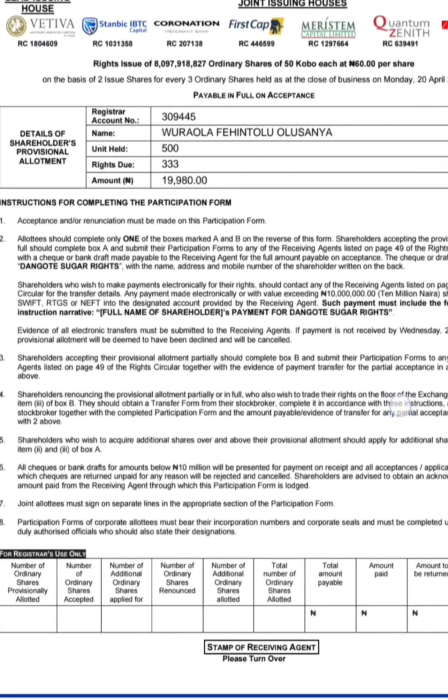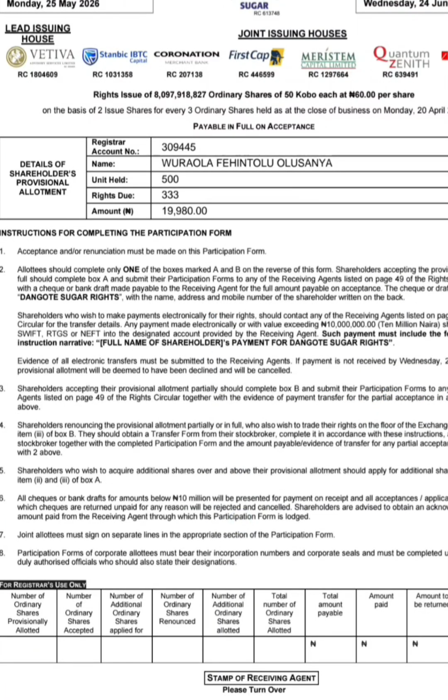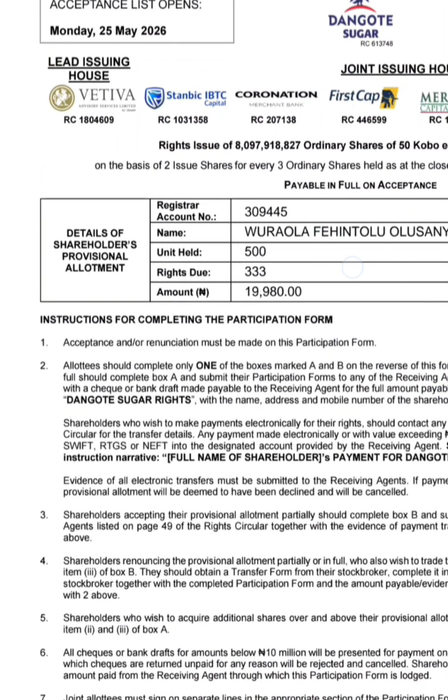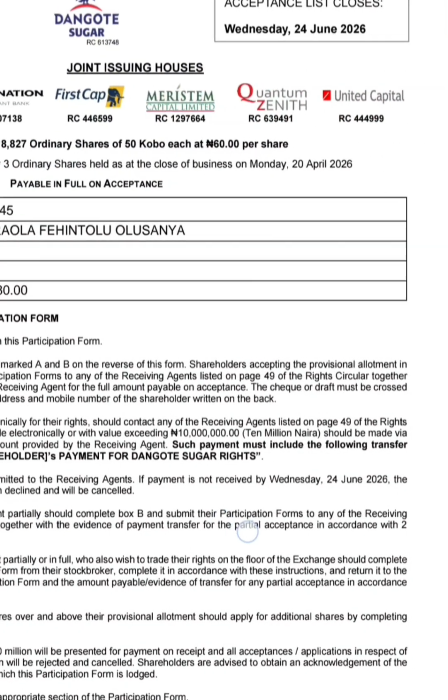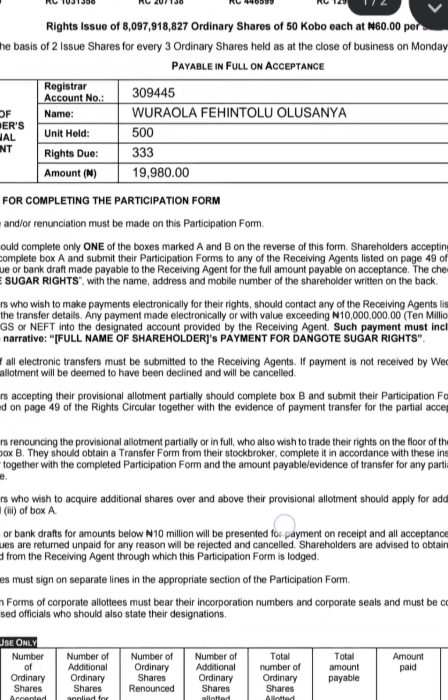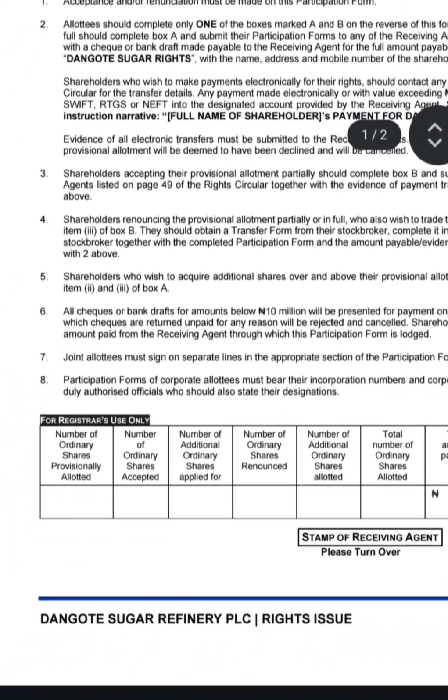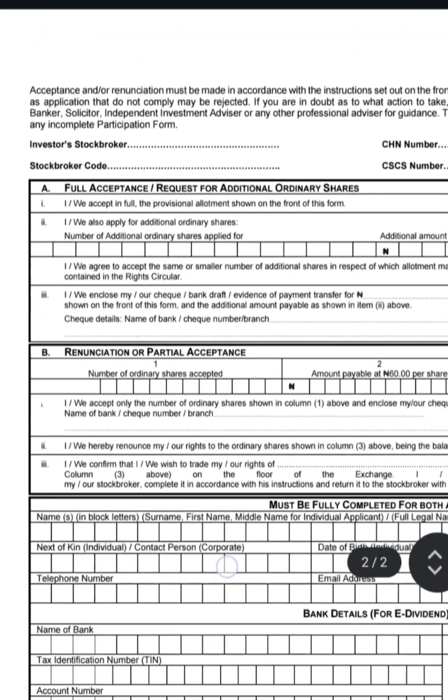And then at the very top, you can see the issuing houses. These are the guys that you're going to submit the form to. These are also the guys that you're going to make payment to. Next, you will see all the details, including the amounts. Let's go to the form itself.